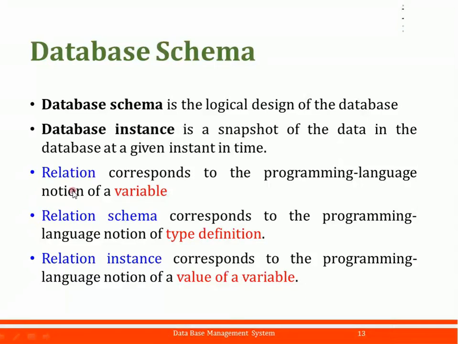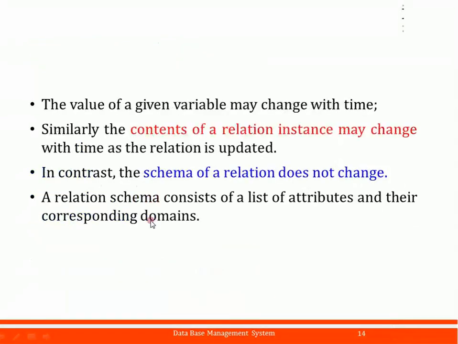So this is best explained with the help of a variable. Relation corresponds to the variable which can hold the data, schema corresponds to the type definition, which is the design, and the instance refers to the value which can change during the execution of the program. The value of a given variable may change with time. Similarly, the contents of the relation instance may change with time. But the schema cannot change. The value of a variable can change, but the data type cannot change. So this is the correspondence of the schema and the variable.